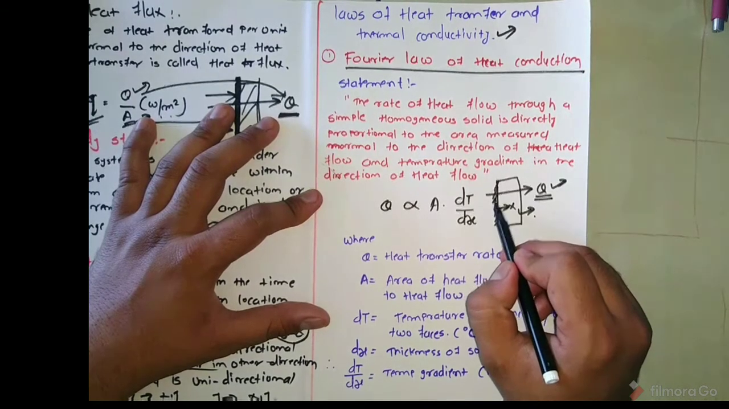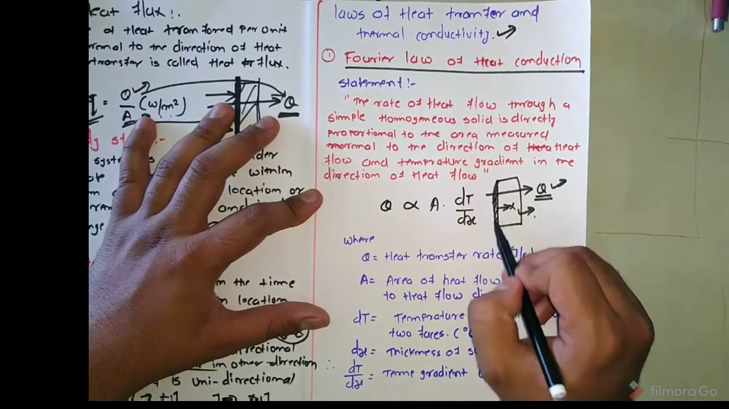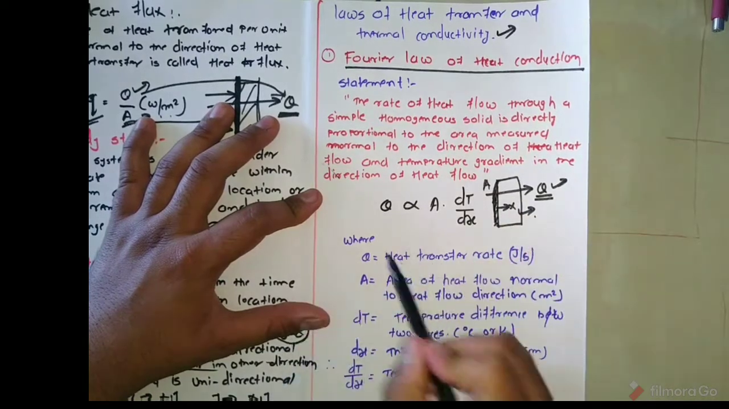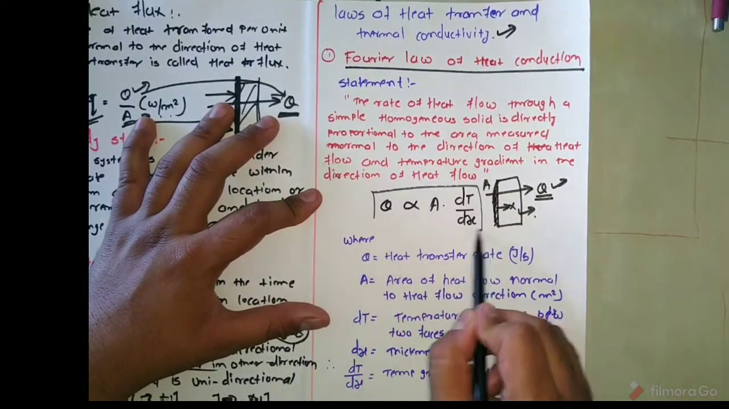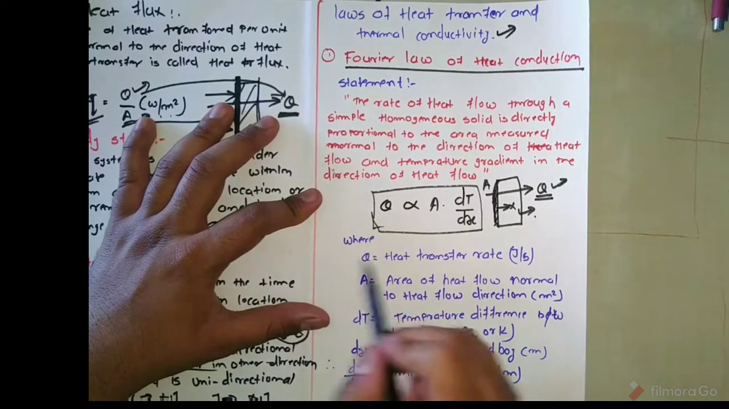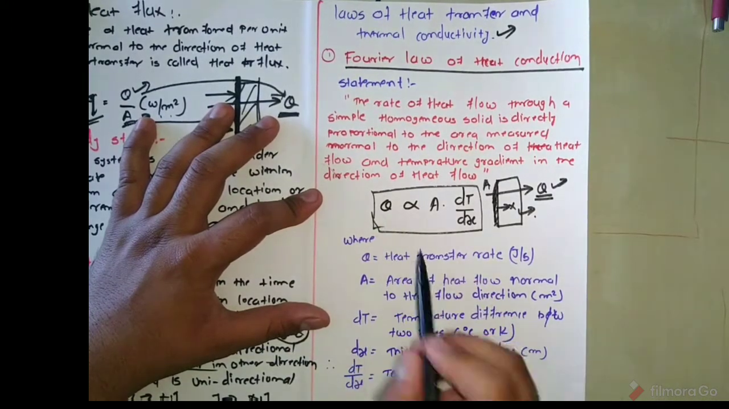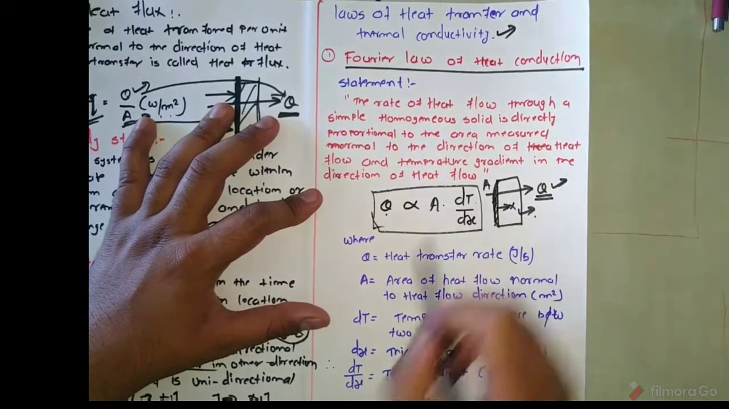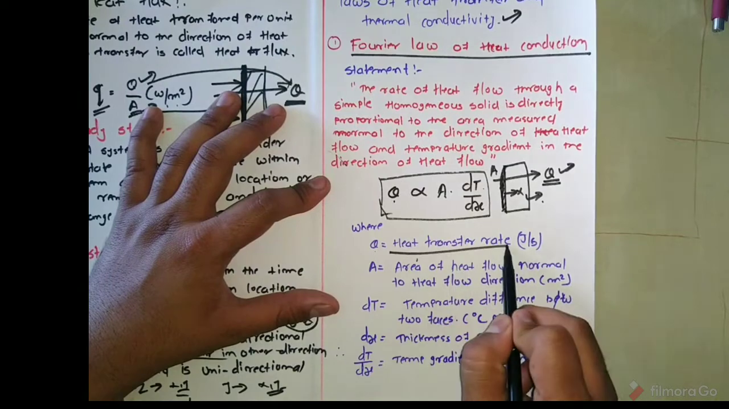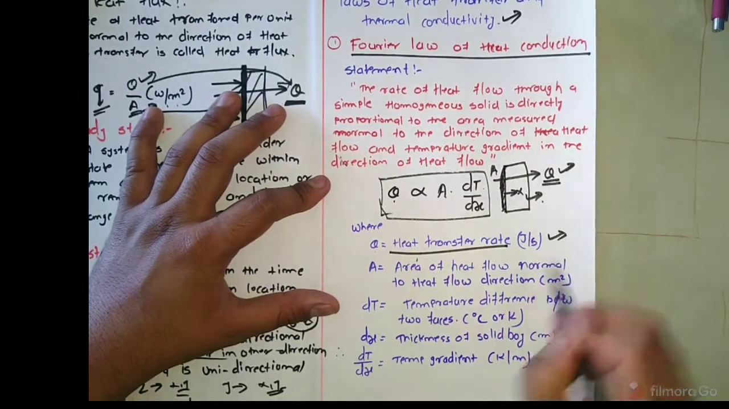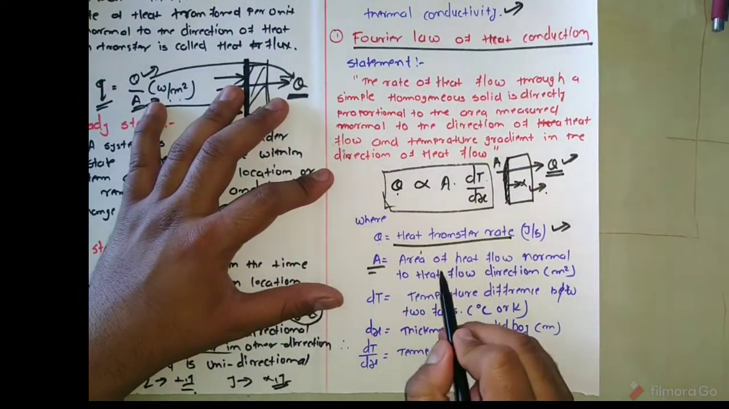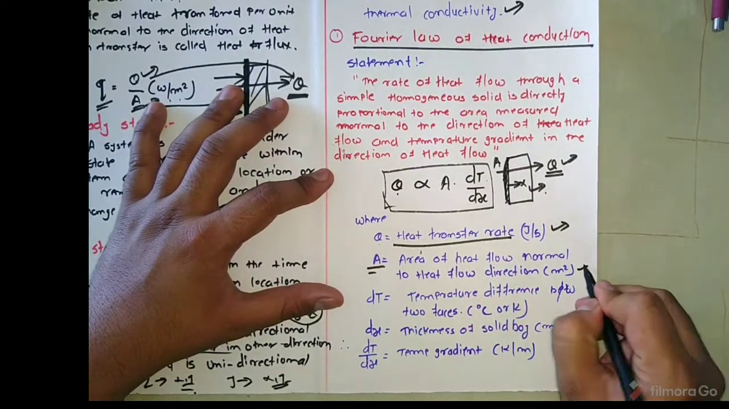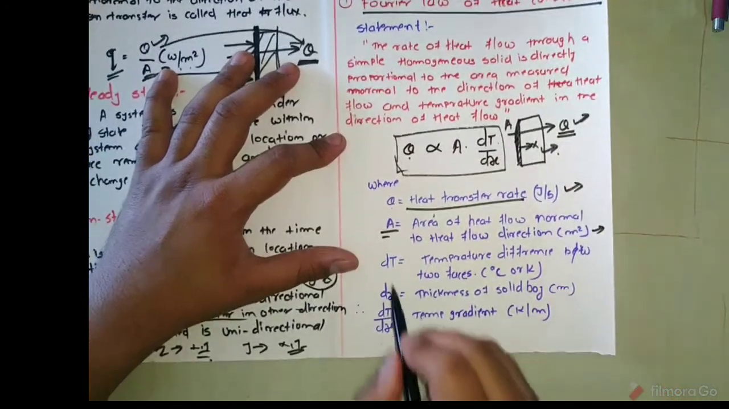This area is considered as A, which is normal to the heat transfer direction. So with the help of the conduction equation, the heat transfer rate equation, we get to know that Q is proportional to A dT. What is Q? Q is your heat transfer rate, and the unit of heat transfer rate is joule per second. A is the area of heat flow normal to the heat direction, whose unit is meter square. What is dT?